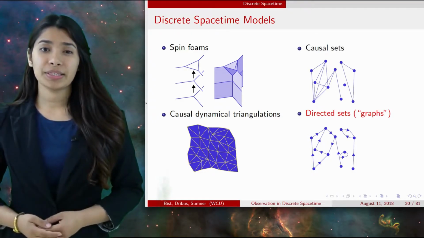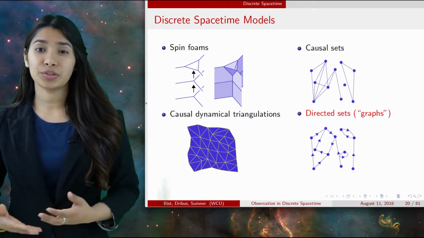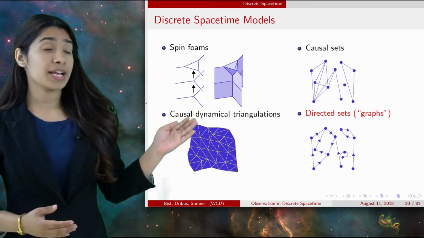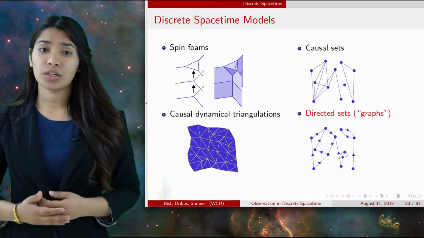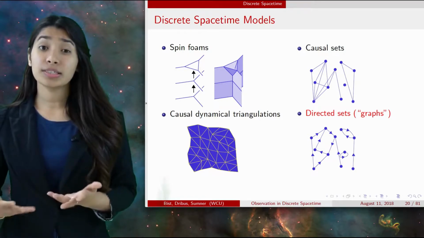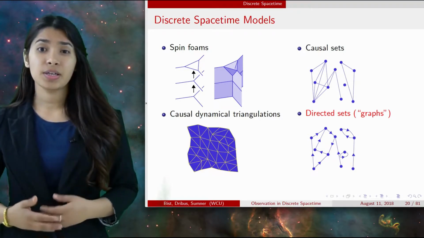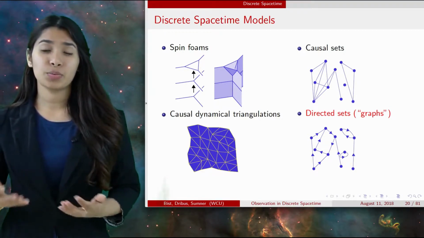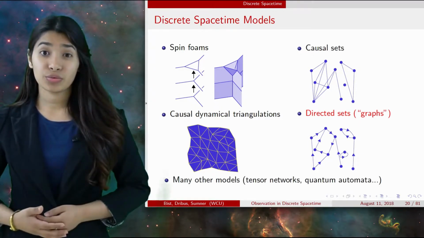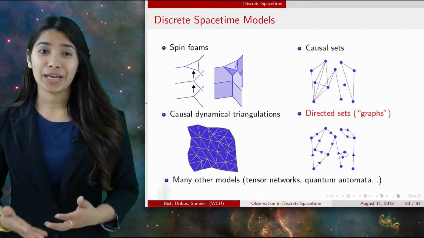We call them directed sets, although we do have to be careful with the terminology, as we will explain a little later. The example we have drawn right here has cycles that are closed causal curves, but we will mostly use acyclic directed sets. Causal sets are examples of acyclic directed sets, but they have some requirements that we don't want to impose, like transitivity. Finally, there are a lot of other discrete models which we do not have time to describe.